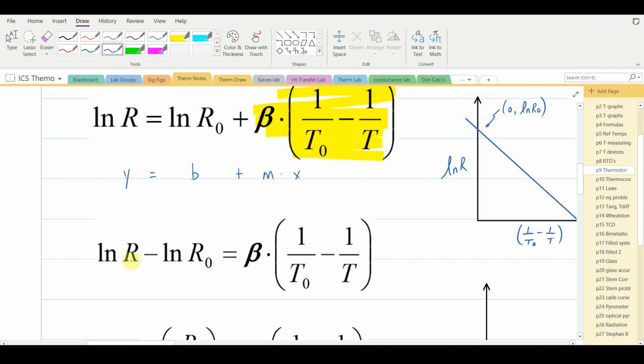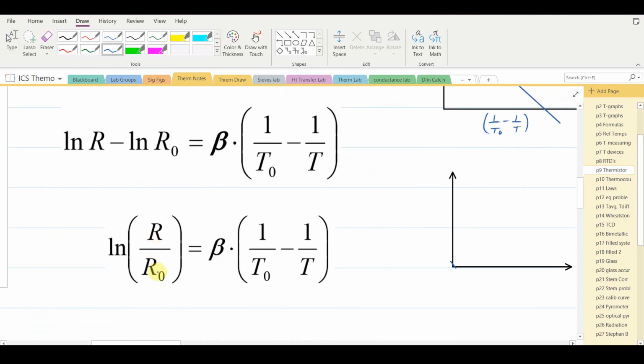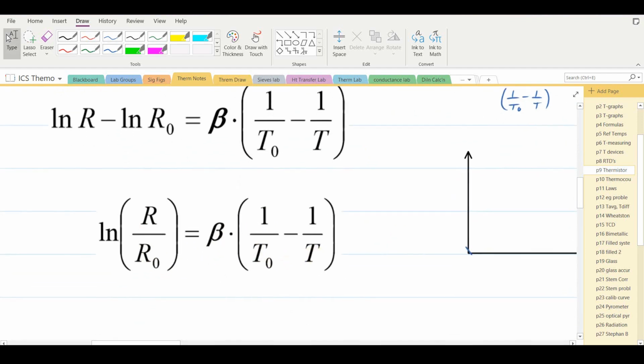We know the difference between two logarithms is the logarithm of the quotient. So ln of r over r sub 0 is equal to beta times 1 over T sub 0 minus 1 over T. And again we have the equation of a straight line, y is equal to m times x.